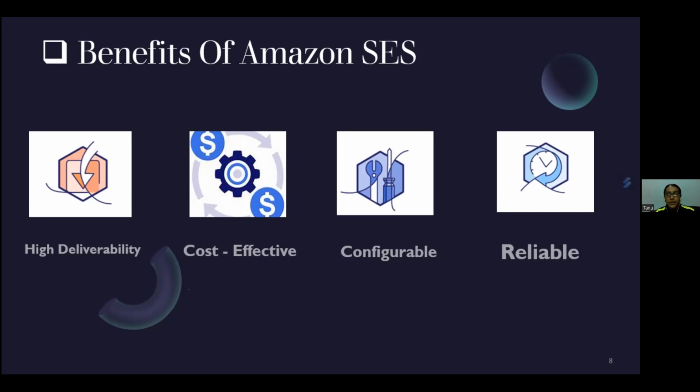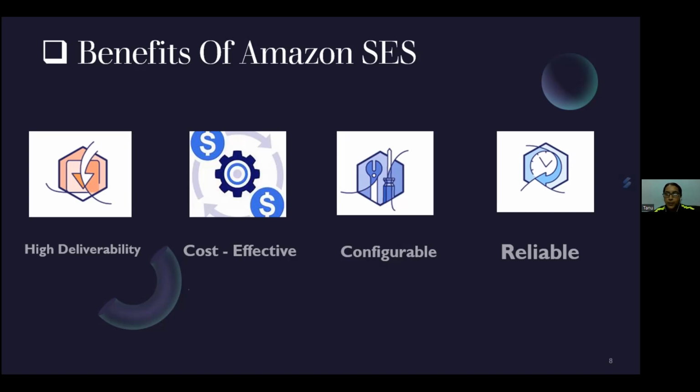Now the second point is cost effectiveness. What do we understand by cost effective? It follows a pay as you go model. We pay only for what we utilize. There are no upfront fees. This is the main benefit of Amazon Simple Email Service.